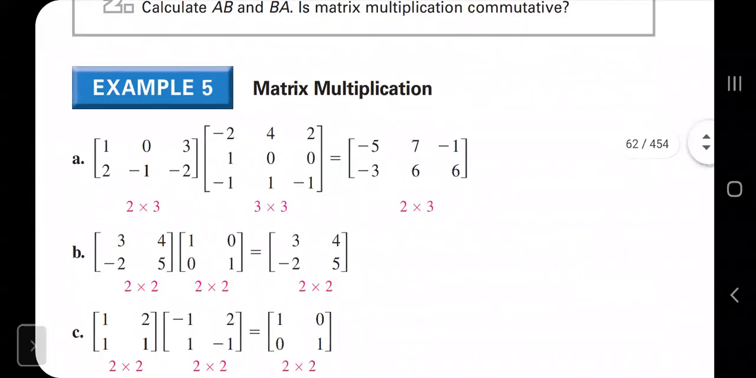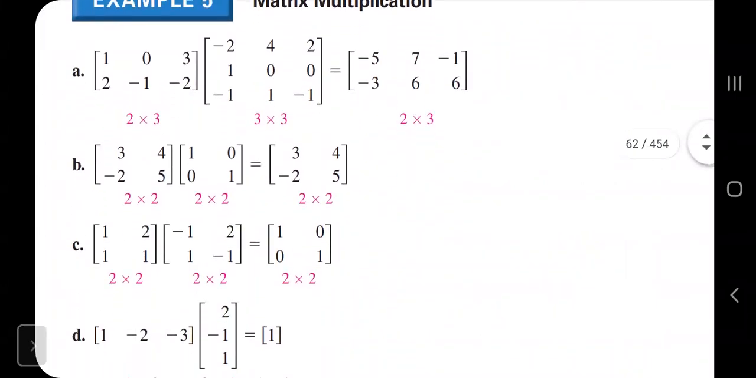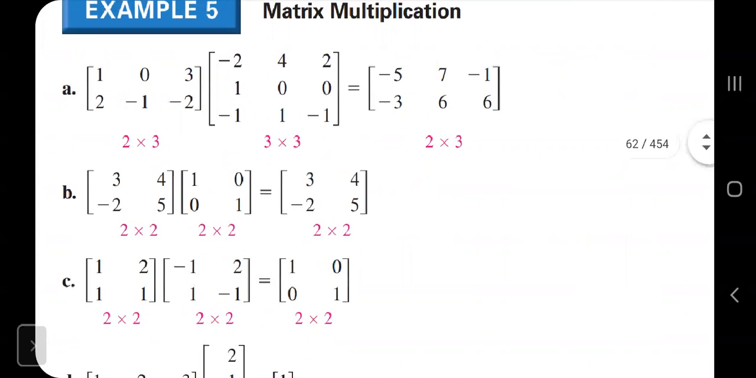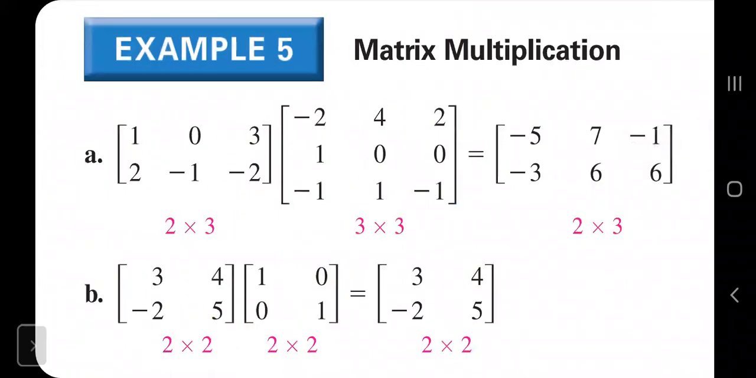And here are some examples just for you to see. Notice in example A, I took a 2x3 and multiplied that by a 3x3, and my final result was a 2x3, because the inner numbers matched and the outer numbers become the size of the new matrix. In example A, I could not have switched the order, because the inner numbers would not have matched.